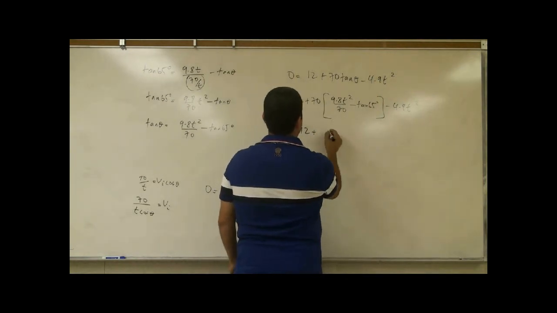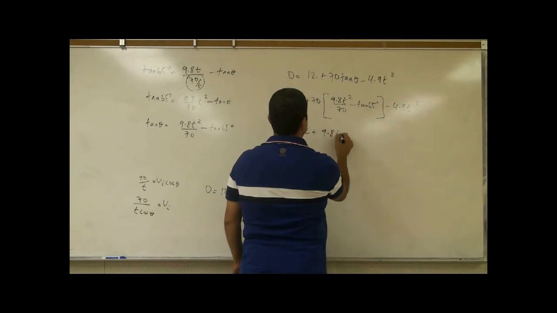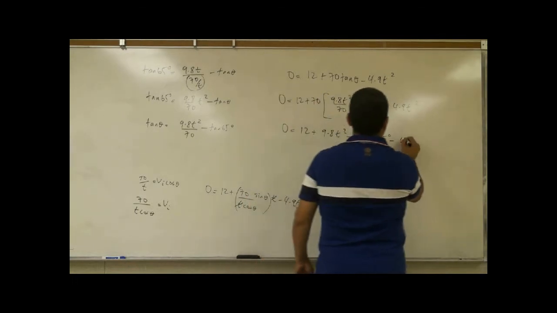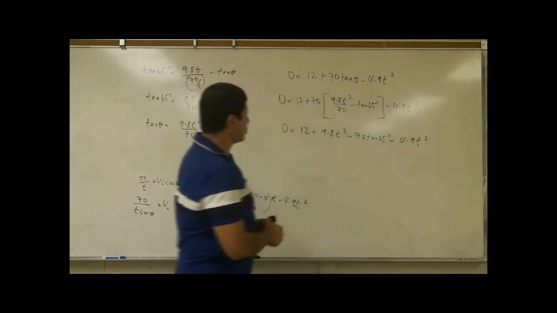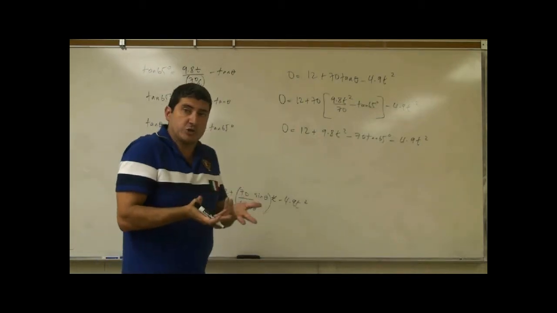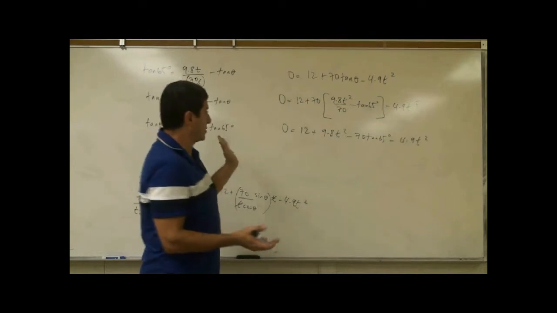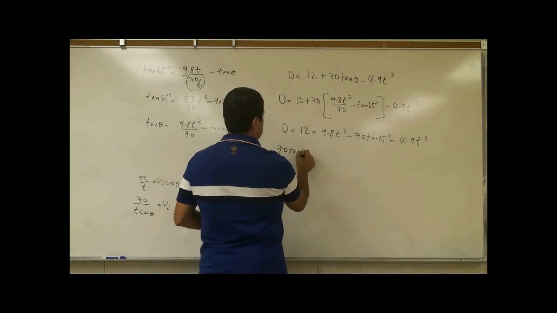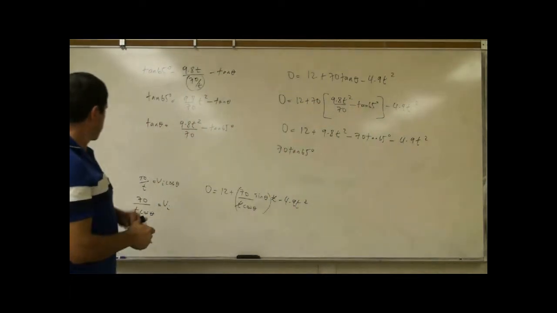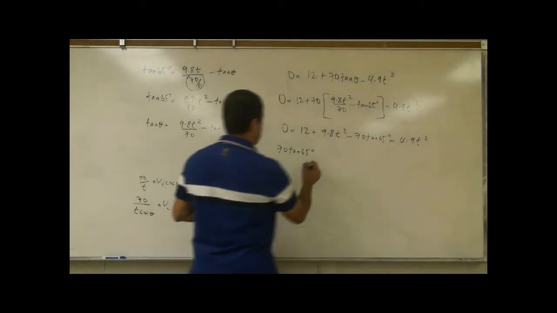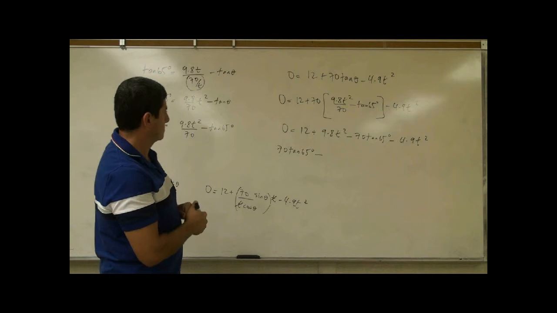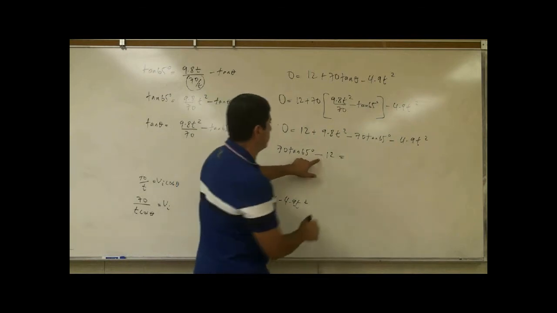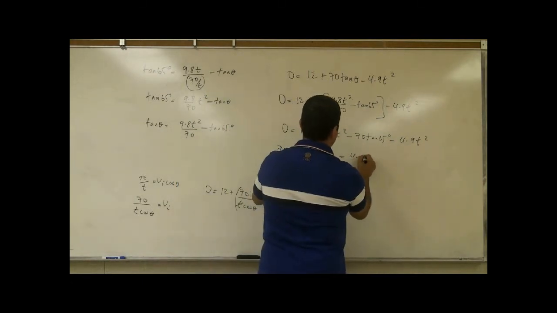Twelve plus 70 cancels that one. 9.8 t squared minus 70 tangent of 65 minus 4.9 t squared. So it actually ends up not even being a quadratic equation. It's just t squared and some numbers, right? So this 70 tangent 65 comes over here, minus 12, so 70 tangent 65 minus 12 equals 9.8 minus 4.9, which is 4.9 t squared.